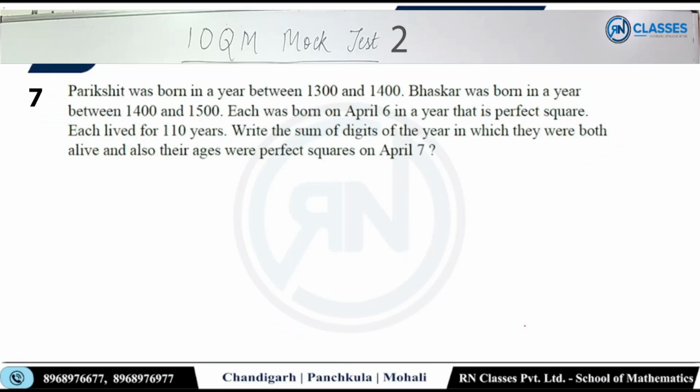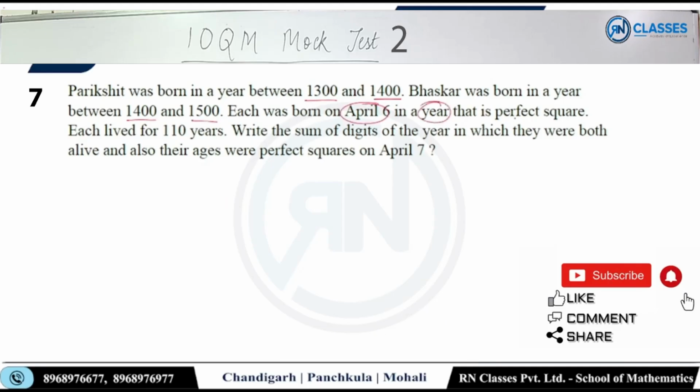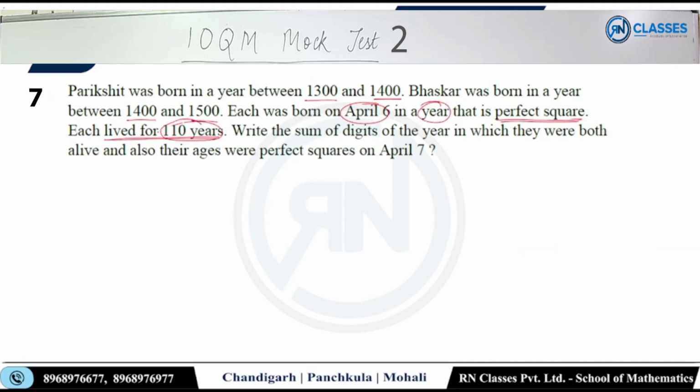Means Parikshit was born in the year between 1300 and 1400. And there was another person called Bhaskar who was born in the year between 1400 and 1500. Each was born on 6th April. Okay? And the year was a perfect square. Excellent. They both lived for 110 years. बाप रे, बहुत ज्यादा जी है भाई ये तो.